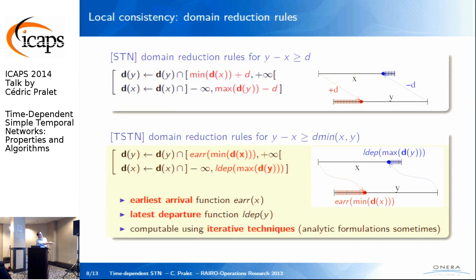These two functions, the earliest arrival and latest departure functions, can be computed using iterative techniques, interpolation techniques, because they correspond somehow to finding a zero of a function, and we have techniques to do that. And in some cases, as in STN, we can directly write an analytical formulation for these two functions. So this was how to reason on a single constraint in the time-dependent STN framework.